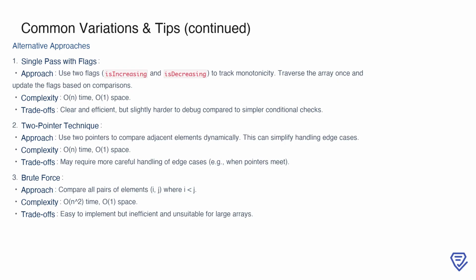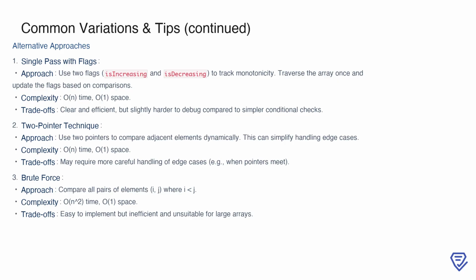Another useful strategy is the two-pointer technique. With this approach, you use two pointers to dynamically compare adjacent elements, which can simplify handling certain edge cases. Like the single-pass method, this runs in O(n) time with O(1) space, although careful attention is needed to handle scenarios such as when the pointers meet.